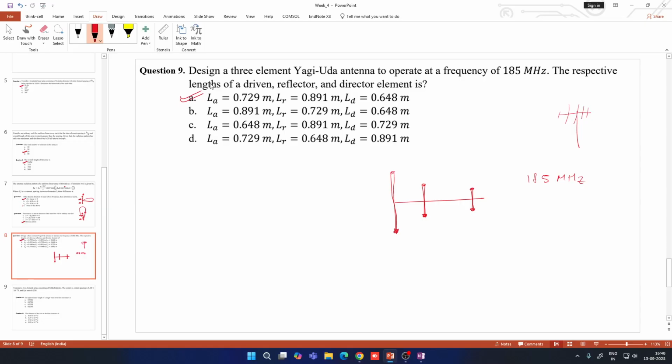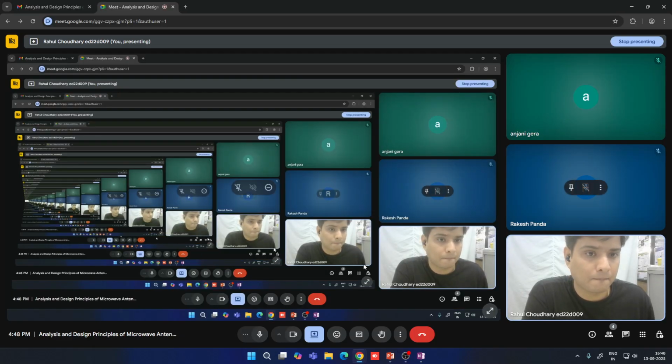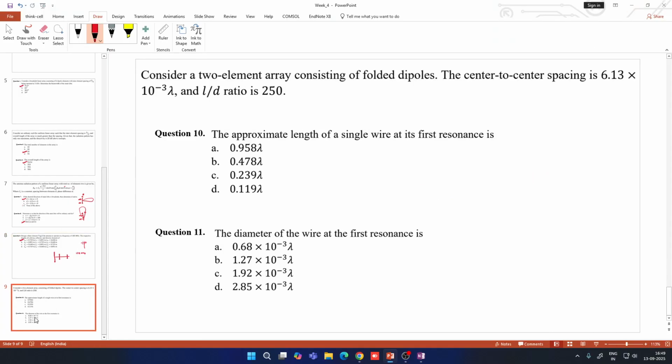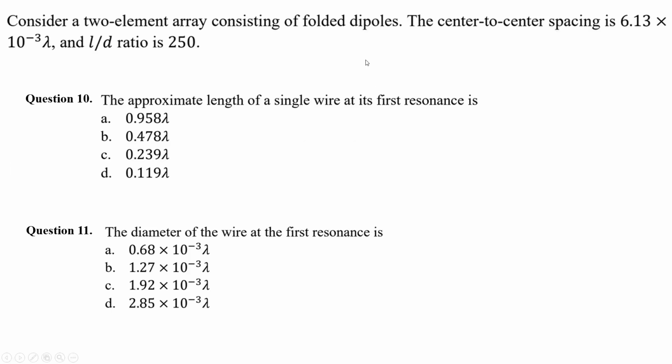I hope this is clear. If you have any doubt in this, please let me know. If this is clear, we will move on to question number 10. For questions 10 and 11, the data is common. So consider a two element array consisting of folded dipoles. The center to center spacing is 6.13 into 10 to the power minus 3 lambda.